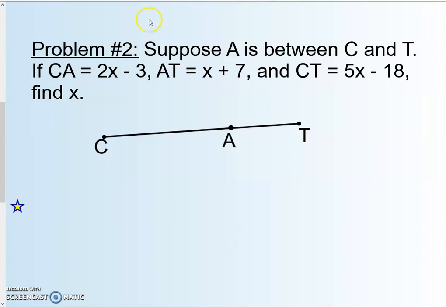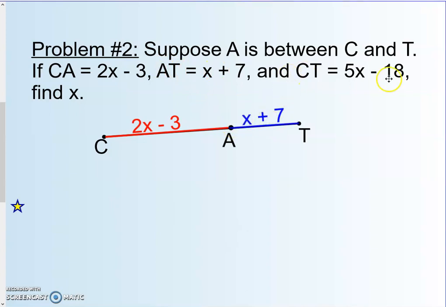Hey, welcome back. Hopefully you paused the video and you copied these things down. Now this time there is a lot of writing, but not a lot drawn in our picture. So we know A is between C and T, and we can see that in the picture. See how A falls between C and T. We know CA is 2x minus 3. So I'm going to go ahead and label this picture. 2x minus 3 is the length from C to A. I know AT is x plus 7. So the length from A to T is x plus 7.